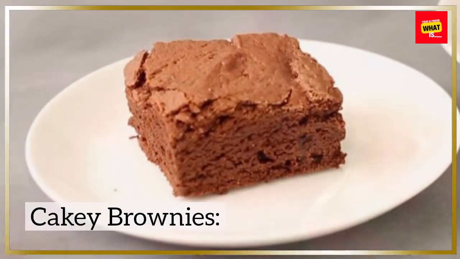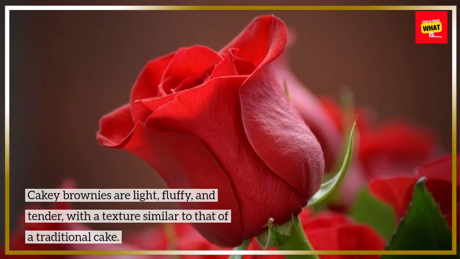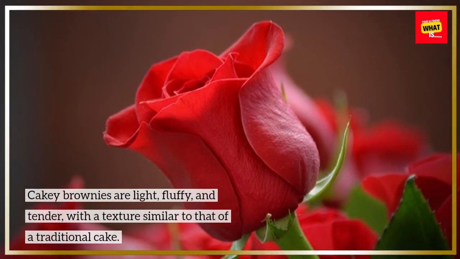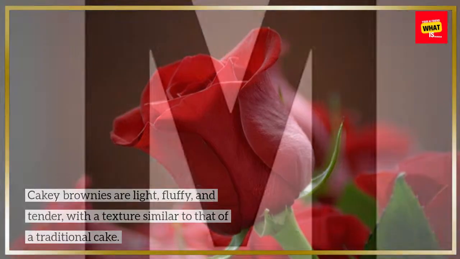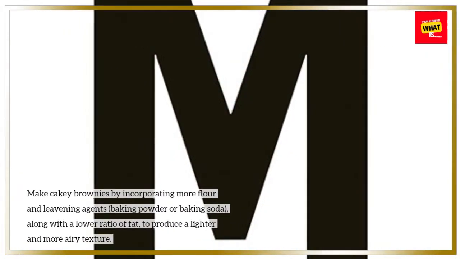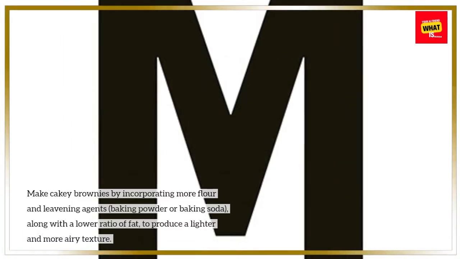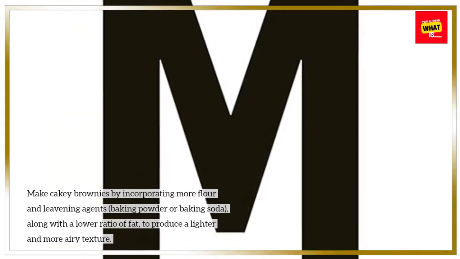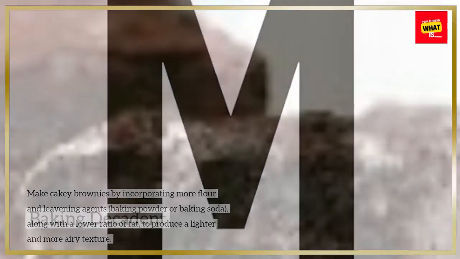Cakey brownies. Cakey brownies are light, fluffy, and tender, with a texture similar to that of a traditional cake. Make cakey brownies by incorporating more flour and leavening agents, baking powder or baking soda, along with a lower ratio of fat, to produce a lighter and more airy texture.